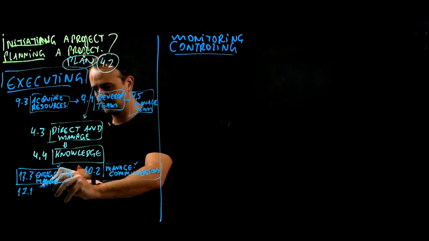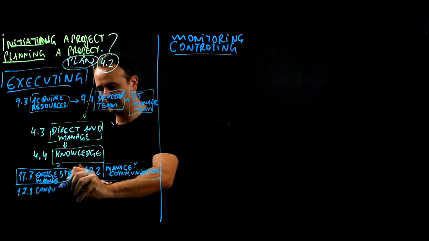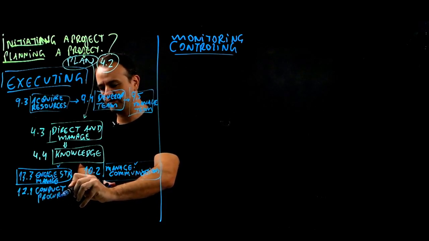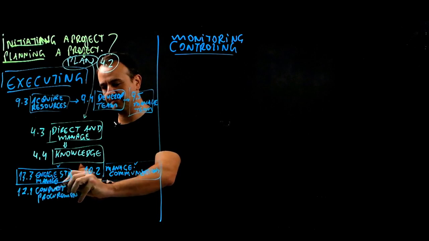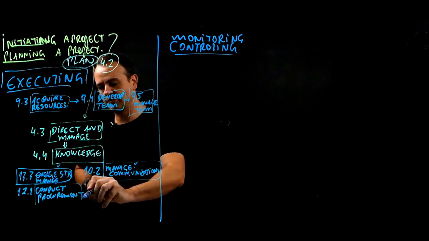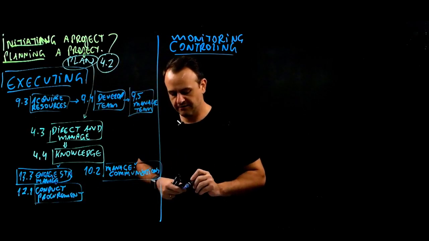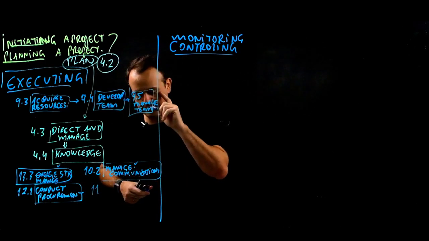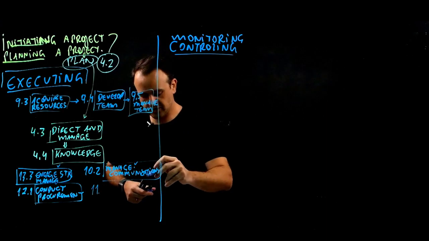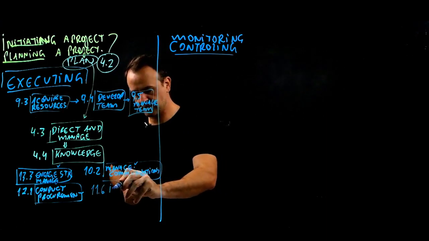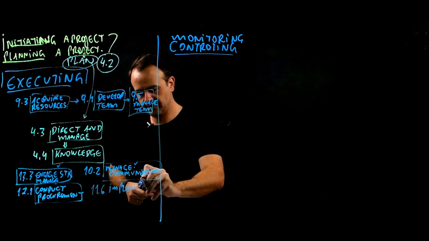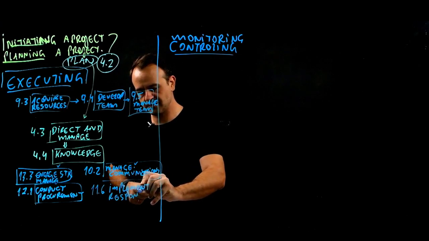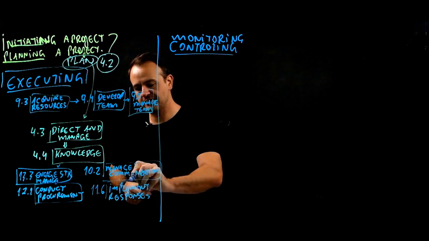So 12.1, conduct procurement. Anything that you have to buy, you are going to buy during the execution. You planned procurement in planning, and now we have to conduct procurement here. And finally, the last process we have here is related to risks. So we have the risk management, implement responses. Implement risk responses. I'll put only responses here, but it's implement risk response.